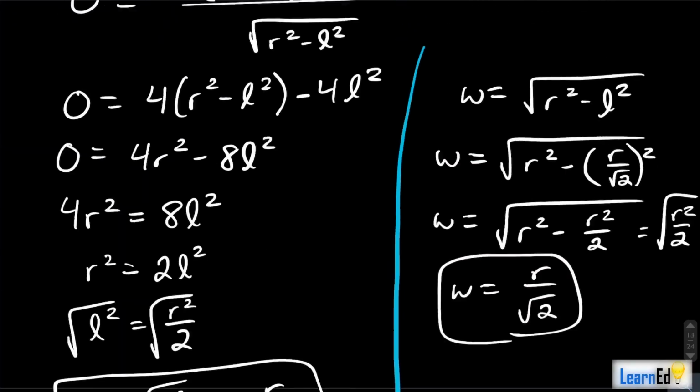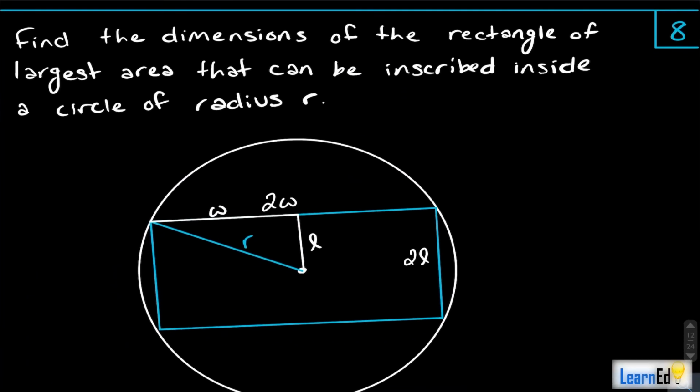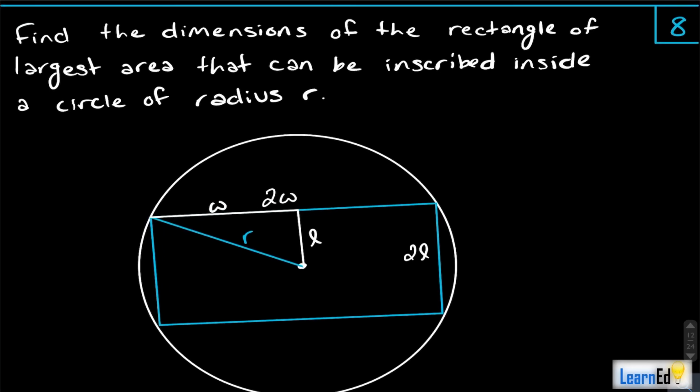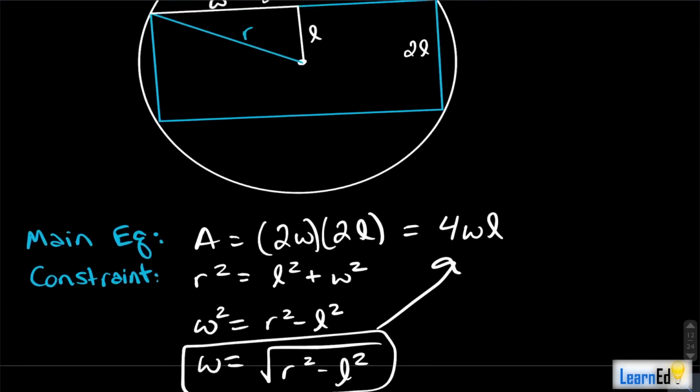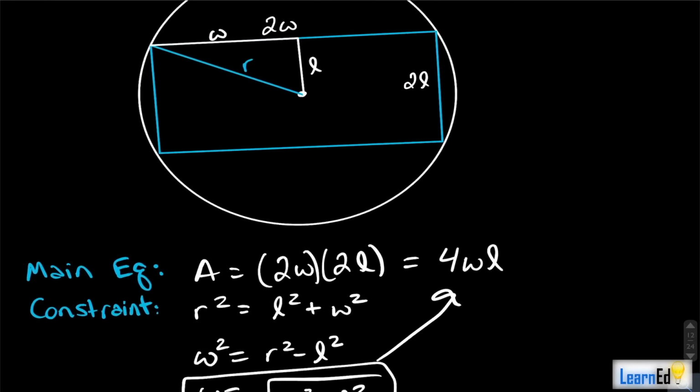All we did to start off this problem is find the main equation, which is the equation that we're optimizing, the area of a rectangle, because we're trying to find the largest area of a rectangle. And our constraint equation deals with our constraint, which is where this circle is inscribing our rectangle, and it has a radius of r. Finding the constraint equation here was a little more difficult, but that's the only way you could have really used your radius, with the Pythagorean theorem.